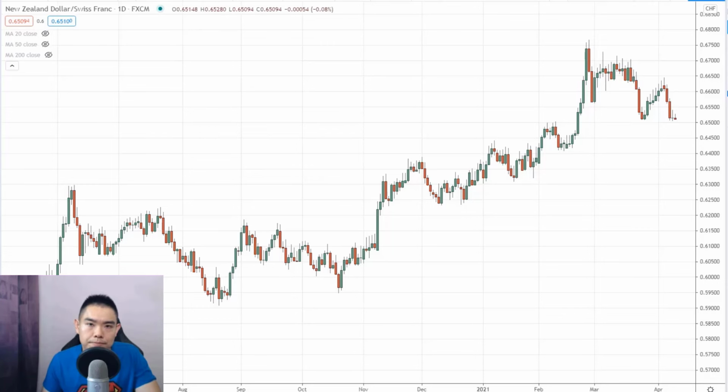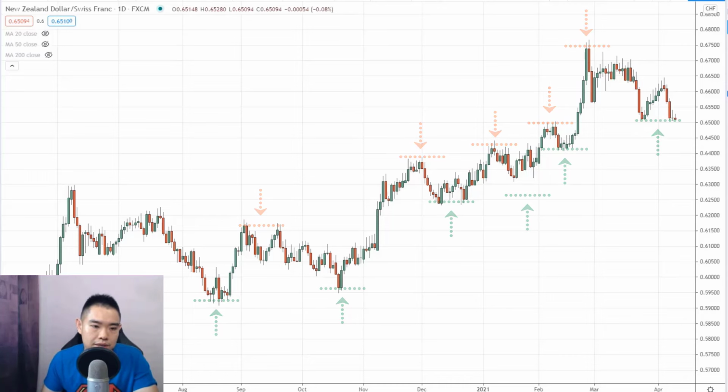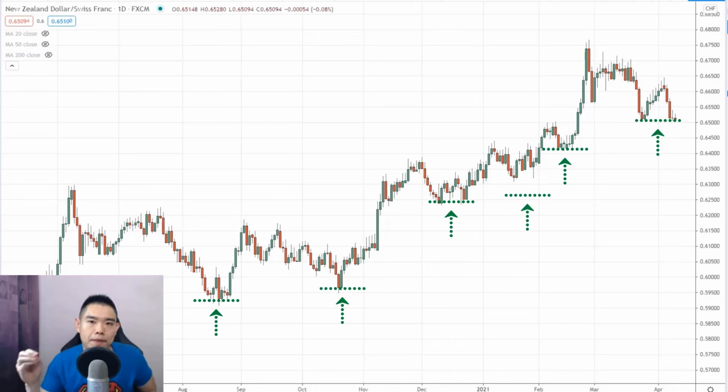What market structure is this? Well, if you notice, this market, in the grand scheme of things, is forming a series of higher highs and higher lows. Higher high, higher high, higher high, and higher low, higher low, higher low. There's another minor one over here. So you can see that in the big picture, if you look from left to right, this market is heading higher. It's in an uptrend. And if a market is in an uptrend, what should you be doing? Looking for buying opportunities or selling opportunities? I'm sure you got the answer.